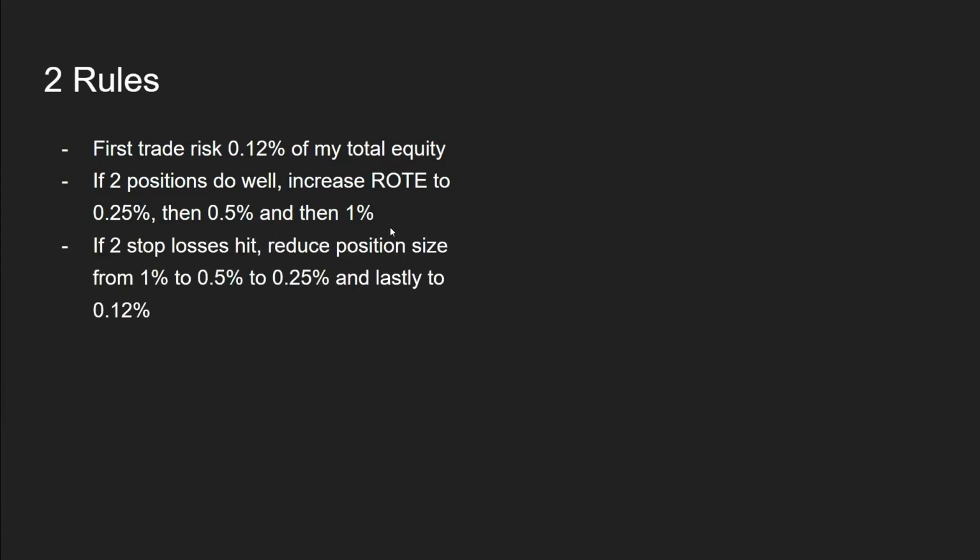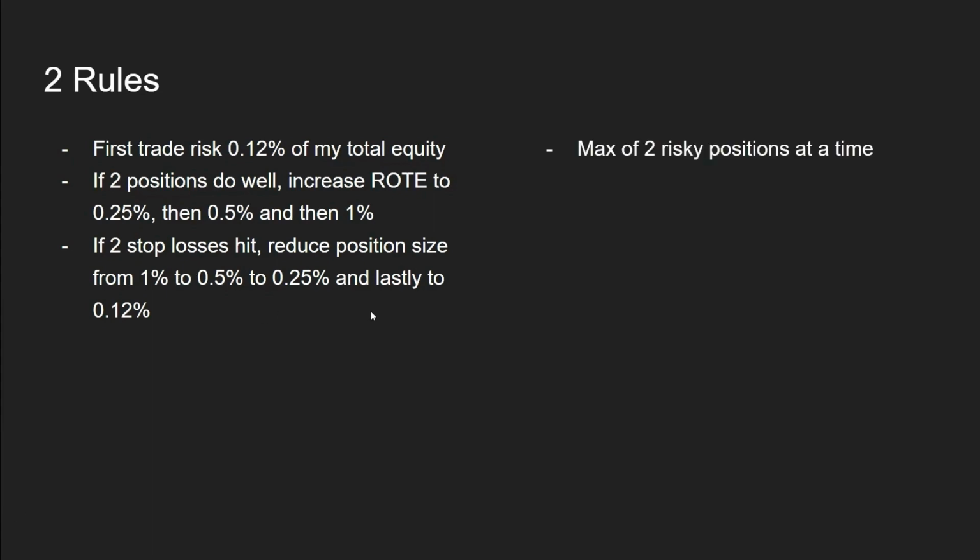Now, the corollary to that rule is, if two stop losses get hit, then you reduce the position size to the size below it. So from 1%, if you're hitting two stop losses, you come down to 0.5%. At 0.5%, if you lose in two positions, you come down to 0.25%. And at 0.25%, if you lose in two positions, you come down to 0.12%. It's really pretty simple. That is your first rule.